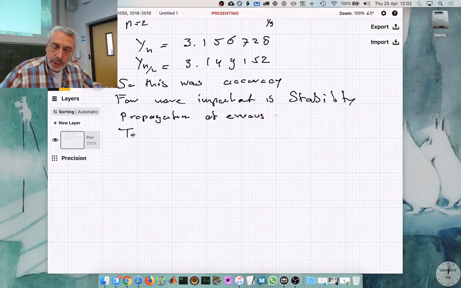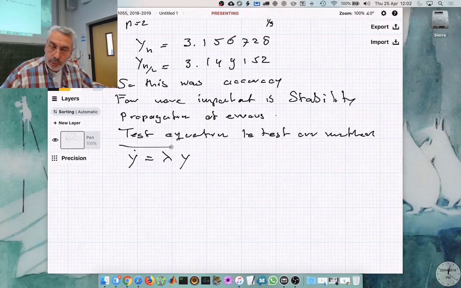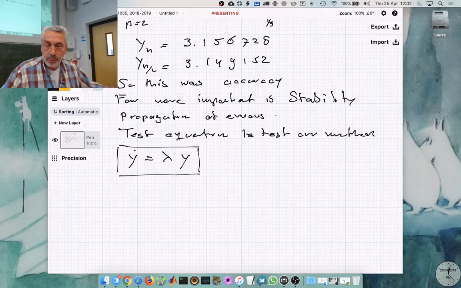We need a test equation to test our method. And the test equation we use, we need a differential equation. And the test equation I propose is y dot is lambda times y. I find that one of the most beautiful test equations. Why? What is the beauty of this test equation?